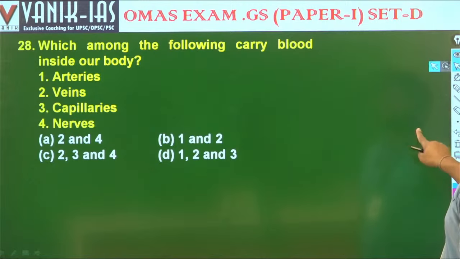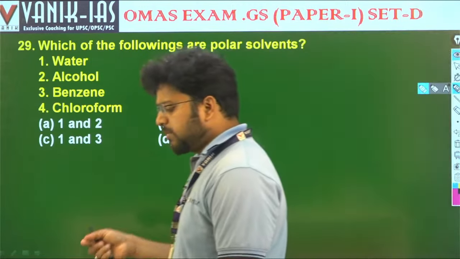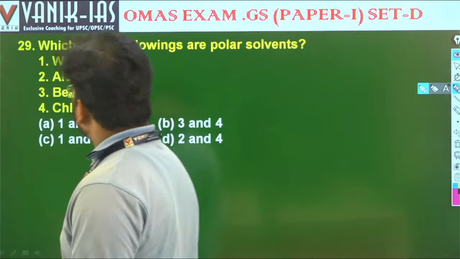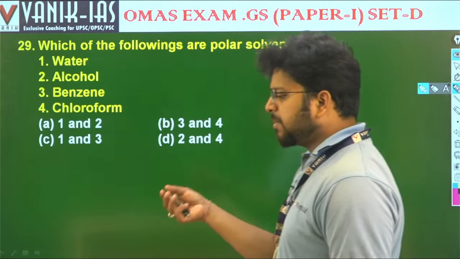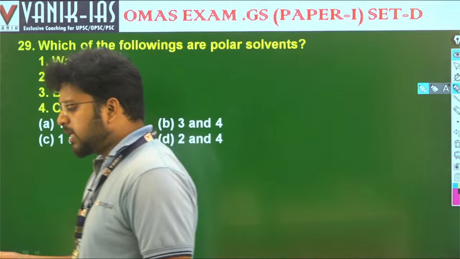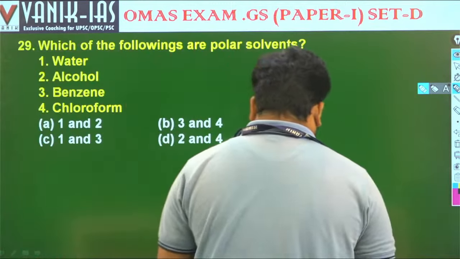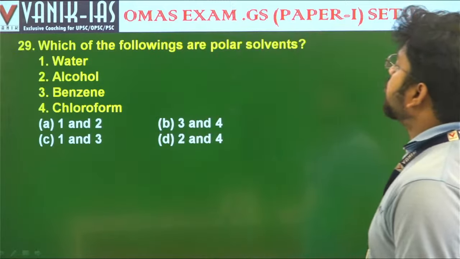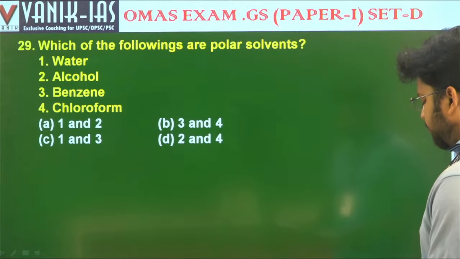At least whenever you are eliminating two options, I am just checking whether it is possible to eliminate two options or not. Yes, it is possible in this question. Which of the following are polar solvents? Polar solvents means they may possess some positive charge or negative charge, that is called a dipole, right? And the polar solvents here are water, alcohol, benzene or chloroform.